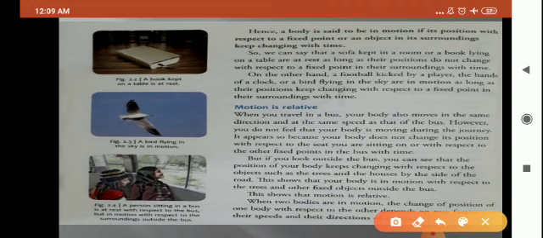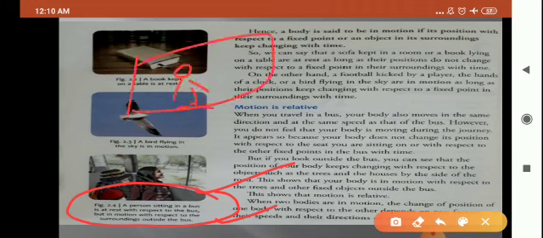See here, I'm reading here, a person sitting in a bus is at rest with respect to the bus, but in motion with respect to the surroundings outside the bus. Same thing I have explained to you. Yes or no, children? A person sitting in a bus will feel that he is at rest because his position is not changing with respect to his seat.